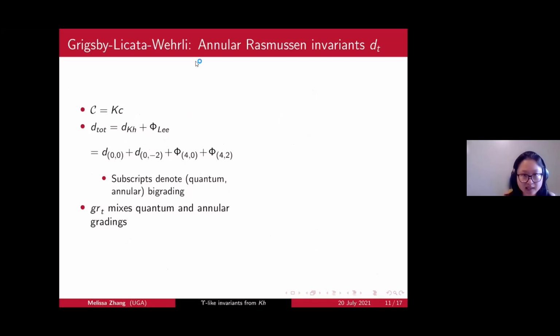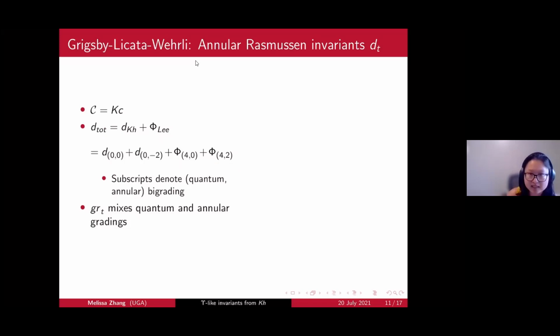Okay, so if we can handle annular Khovanov homology so well, maybe we should be thinking about one of our gradings that we're mixing in with the quantum grading to be an annular grading. And Grigsby, Licata, Wehrli showed that the Khovanov-Lee complex actually admits an annular grading. The differential breaks down like this into 4 different pieces with different quantum and annular bigradings.